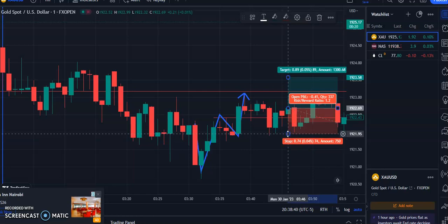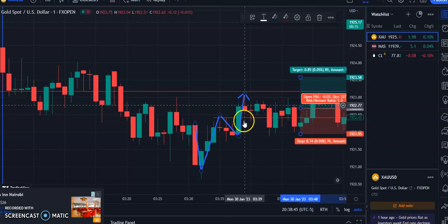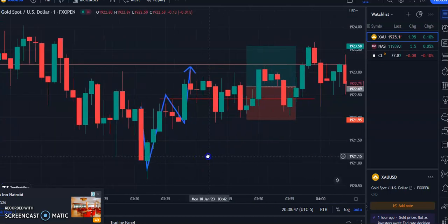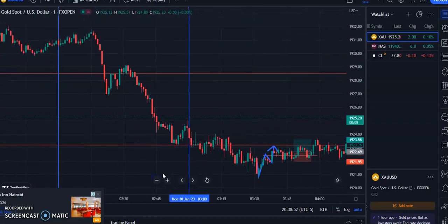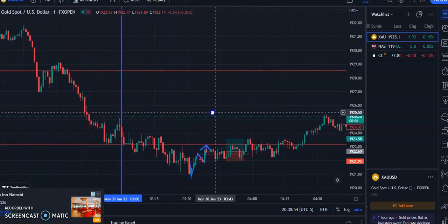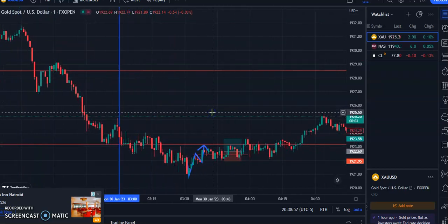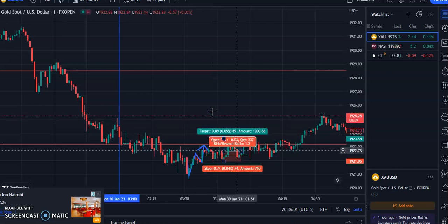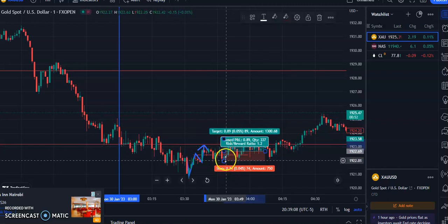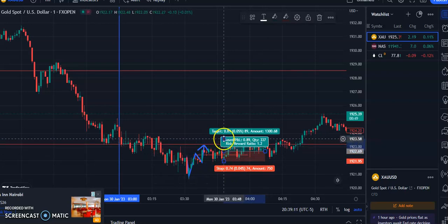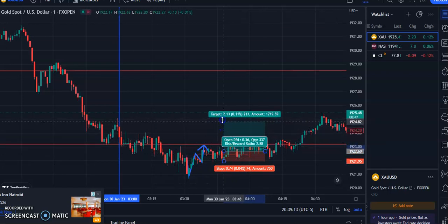Now, the London session in gold, I've seen it has so much volume, or whatever the word is. You need a very big stop loss. Like this is a 70 pips stop loss for a 200, 300 pip move.